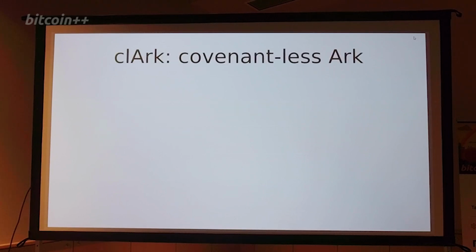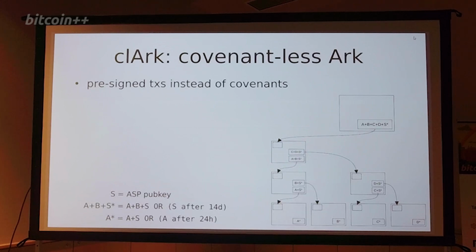So the first one is Clark. Clark is a version of ARC that doesn't use covenants. So it's a covenantless ARC. Instead of using covenants, like I said in the beginning, we can emulate covenants using pre-signed transactions. I sometimes call them pseudo-covenants. It's basically everything you want to do, instead of encoding it in a covenant, you just create it, sign it, and then delete the keys. And if the deleting of the keys is sufficiently secure, then the covenant holds. So in this construction, instead of using covenants, we can use multisigs.